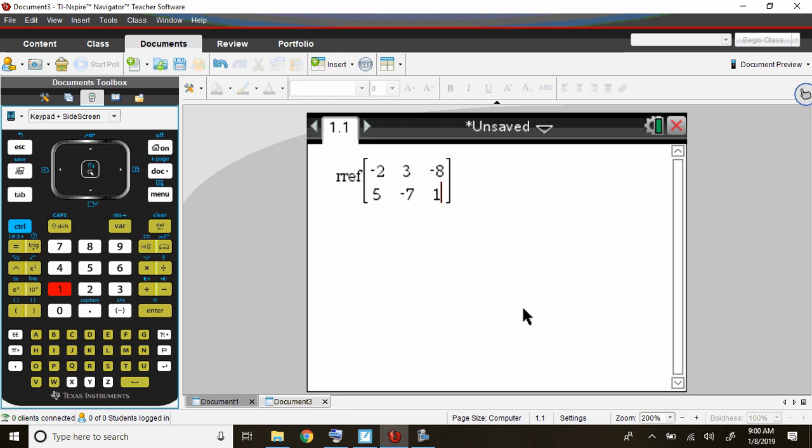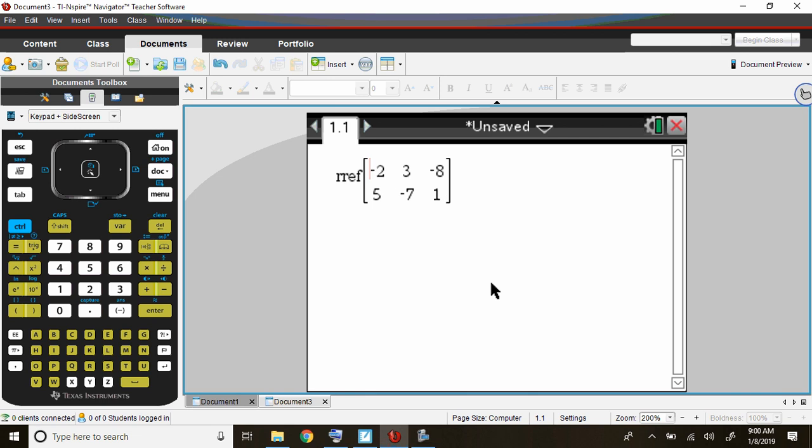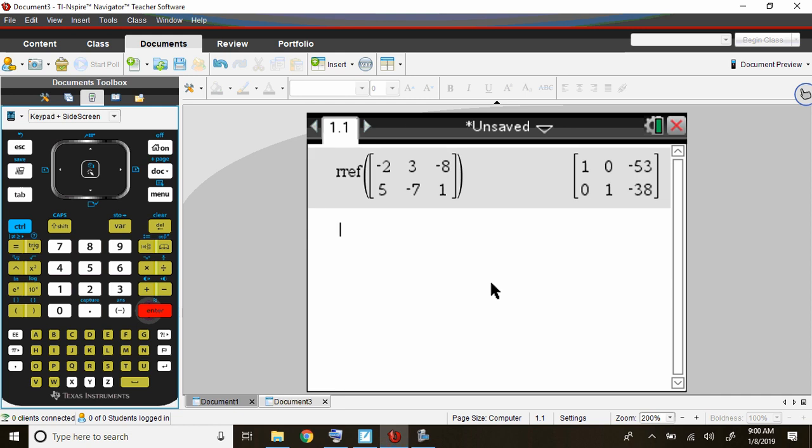Cool beans. So we're just going to press enter, and it says I'm missing a parenthesis. Dang it. I forgot the parenthesis. My bad. So the parenthesis needs to go between the RREF and the matrix. So I put my cursor in between RREF and the matrix, and I'll put a parenthesis, and now the calculator will give me the answer.